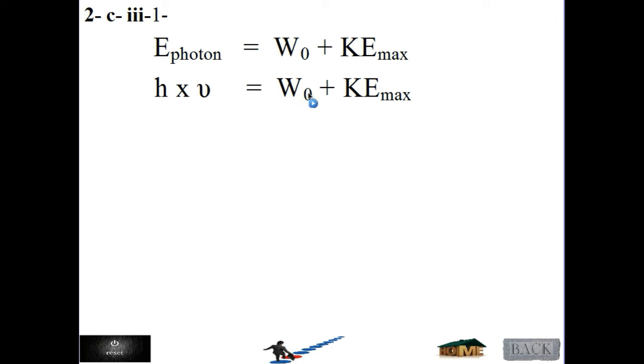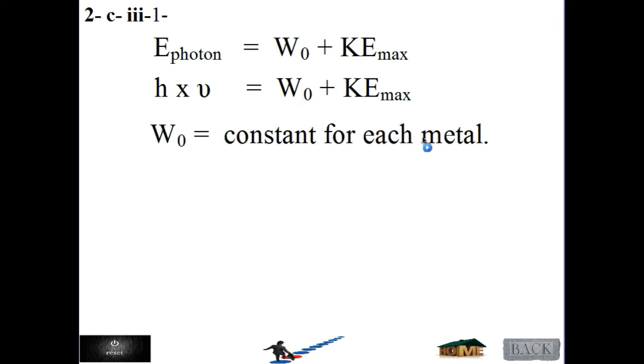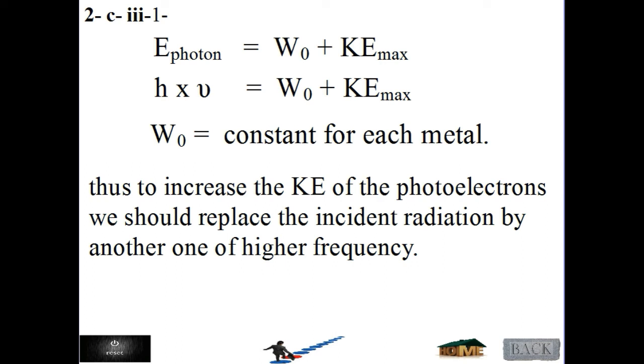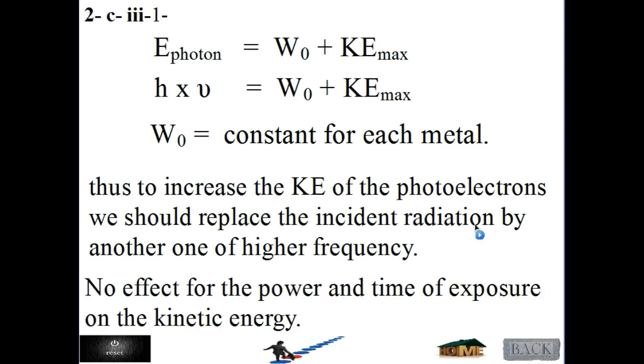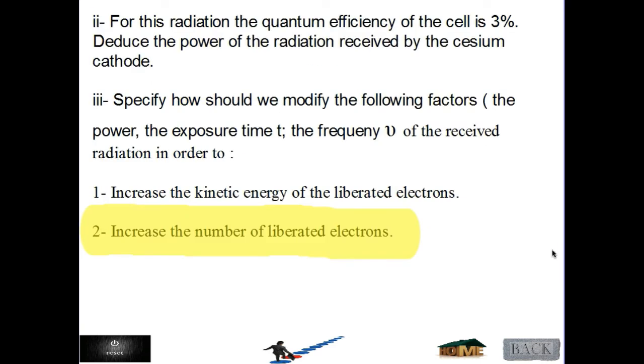W0 is the work function, so it's constant for each metal. Thus, to increase the kinetic energy of photoelectrons, we should replace the incident radiation by another one of higher frequency. No effect for the power and exposure time on the kinetic energy. Part 2. Increase the number of liberated electrons.